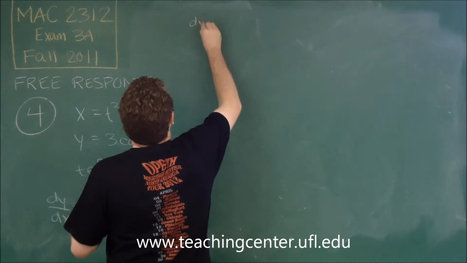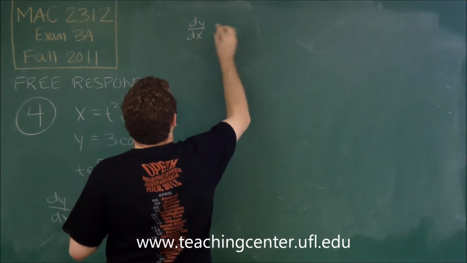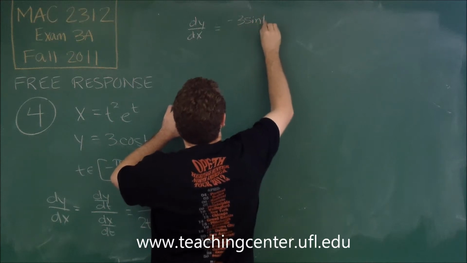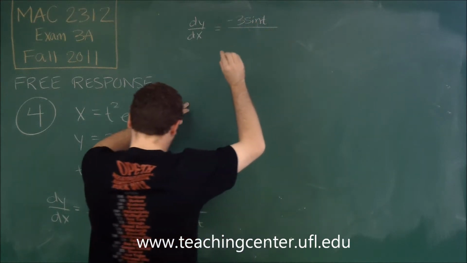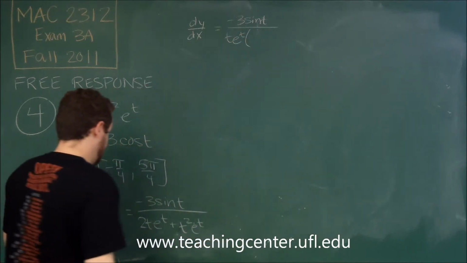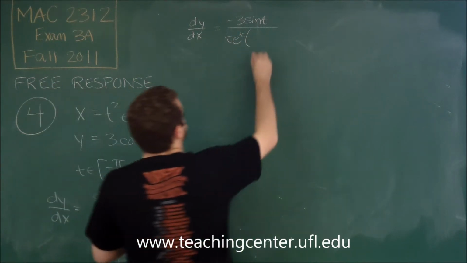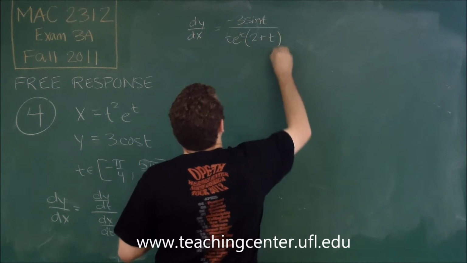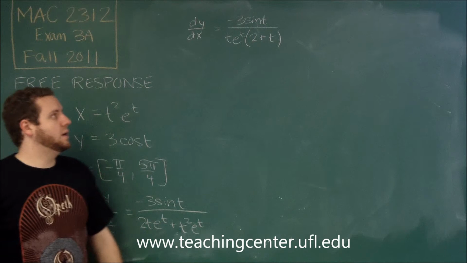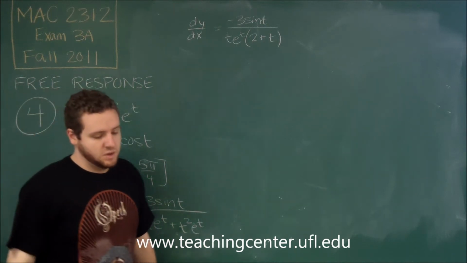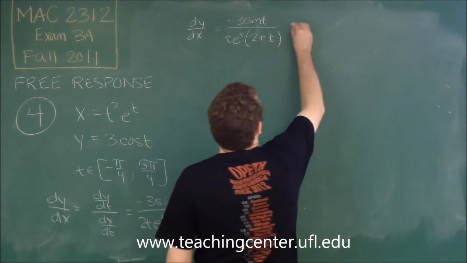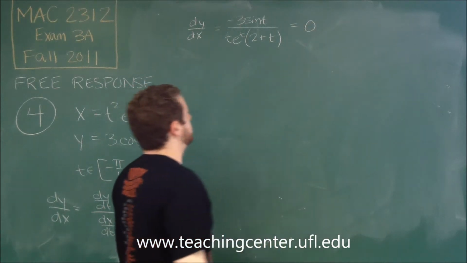So our dy dx in terms of t is negative 3 sine t over, so we'd have t e to the t. So what's left here is 2 plus t. So we want to know where the tangent line is horizontal. So where the tangent line is horizontal, meaning the slope is 0. So we want to know, where is this equal to 0?